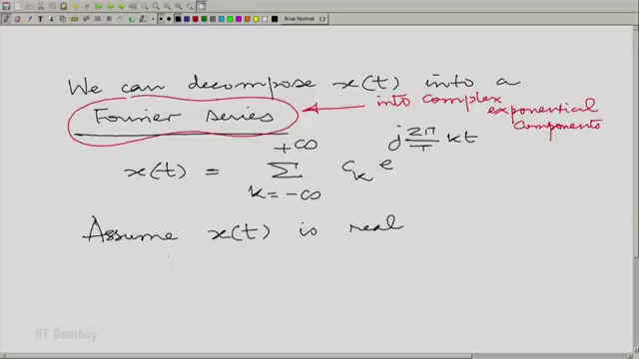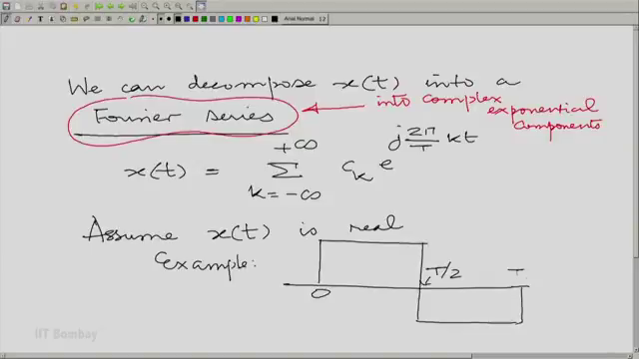Now, let us assume that xt is real. So, for example, xt could be this, a symmetric square wave. You know how to decompose a symmetric square wave into its Fourier series. We have done that in the last few sessions. We did it in the sinusoidal decomposition context, and we know how to go from a sinusoidal decomposition to a complex exponential decomposition, or if you like, from a complex exponential decomposition to a sinusoidal decomposition. The ideas are very simple. However, we will use the complex exponential decomposition for a good reason.